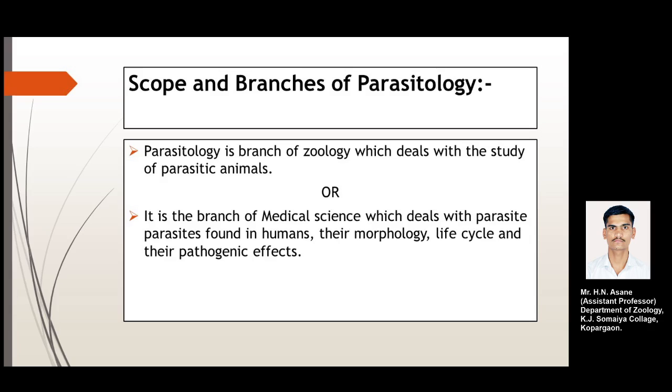Sometimes this branch is also called medical parasitology in medical terminology, and it is treated as a branch of microbiology in the medical sciences. Okay, and it deals with harmful bacteria, viruses, and protozoans. Under parasitology, the animal parasites which medical men have to deal with are divided into three main groups: medical protozoology, medical helminthology, and medical entomology.